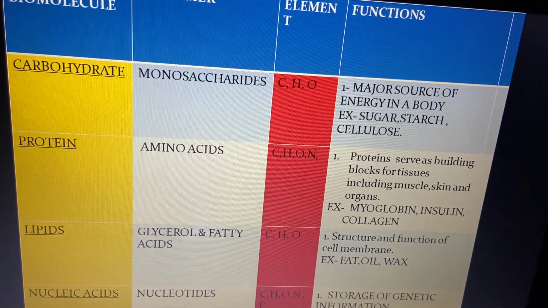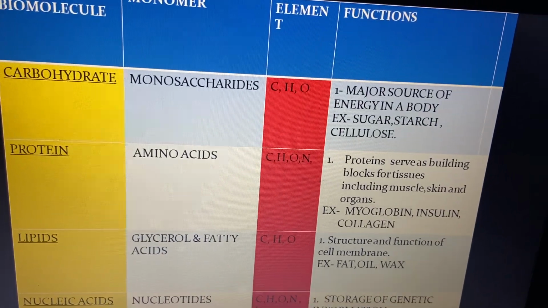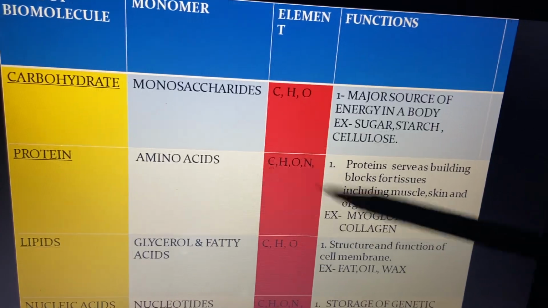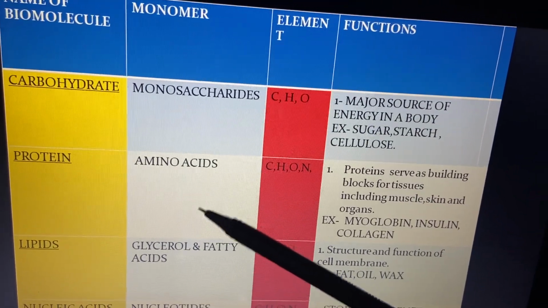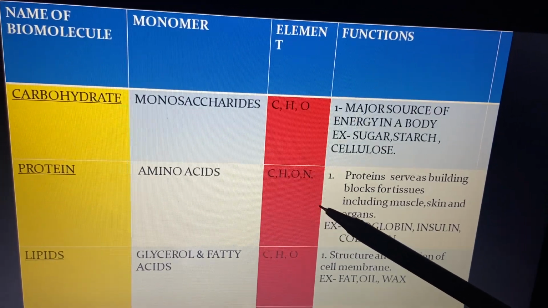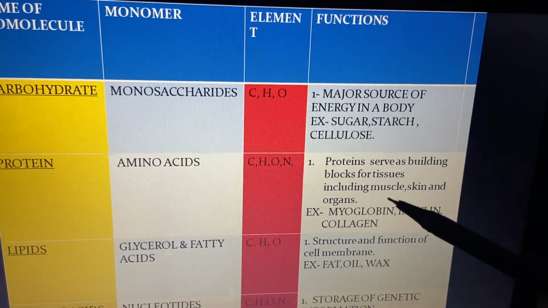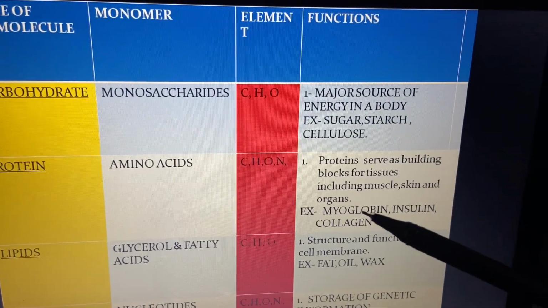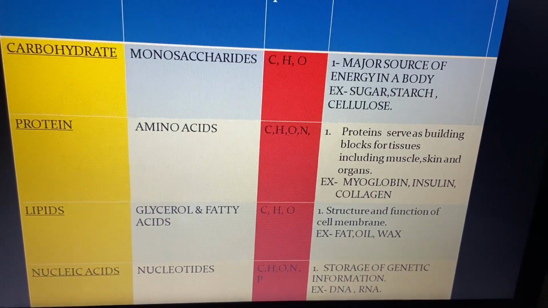Now we come to the second, that is protein. The next macromolecule, protein, is made up of amino acids. Many amino acids are joined together to form a protein. It is basically composed of carbon, hydrogen, oxygen, and nitrogen, and it serves as a major building block for tissues including muscle, skin, and organs. For example, myoglobin, insulin, collagen.